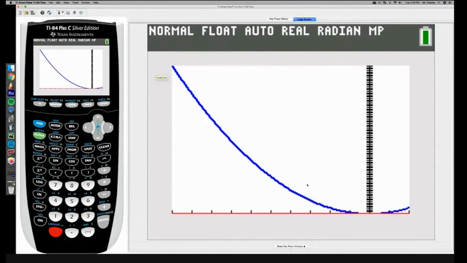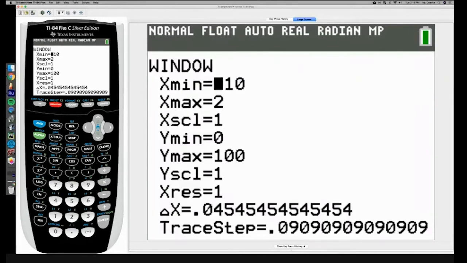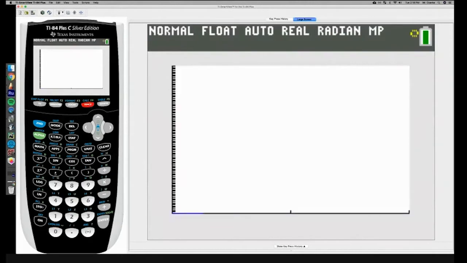But we have all this mess right here. We don't want that. We know it's from 0 to 2. So I'm going to change this to 0. Oops. I should have done zoom 0 again. Watch this. Come on. Zoom.